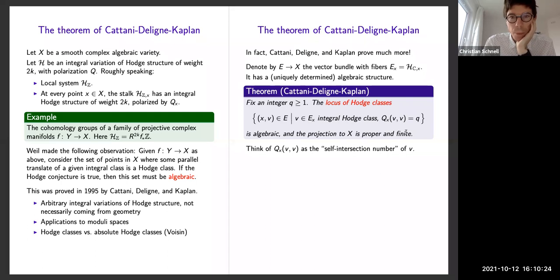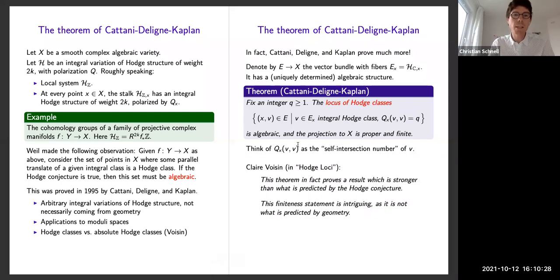Okay, so this is really a very big theorem, but it's also surprising in some ways because it is actually much stronger than what you would expect geometrically. So here's a quote from Claire from some survey article about Hodge loci that she wrote a couple of years ago. She says, well, this theorem in fact proves a result which is stronger than what is predicted by the Hodge conjecture. And the finiteness statement is intriguing because it is not predicted by geometry.